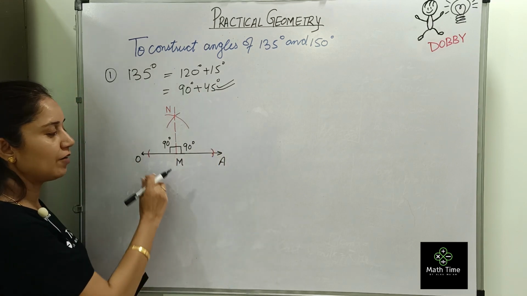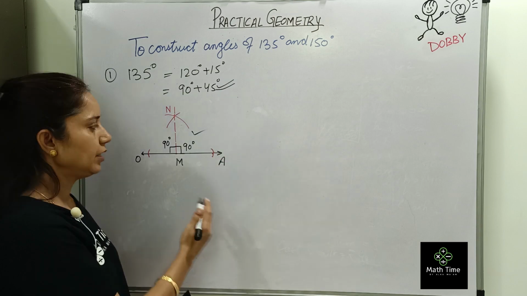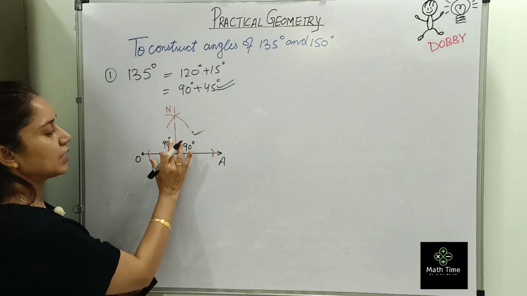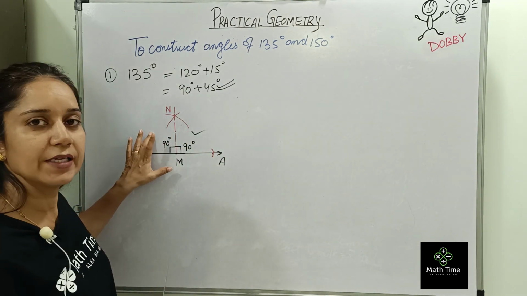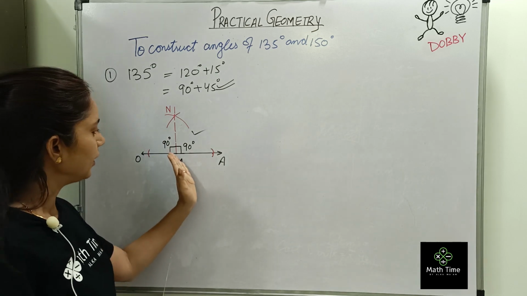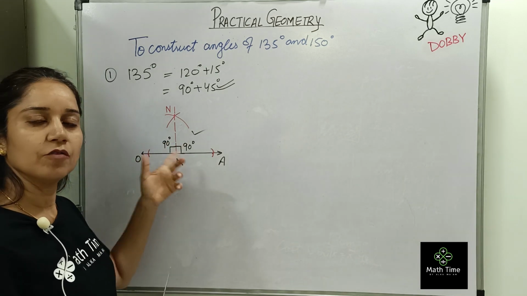Now after 90 we have to add 45 more. So how can you add 45? This side it is 90. We have to take half of this 90 also. So we are going to bisect the other side of 90 into two parts. We will get 45 degree.